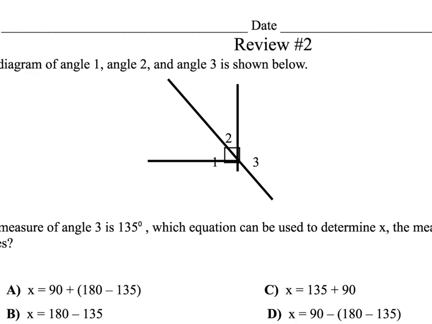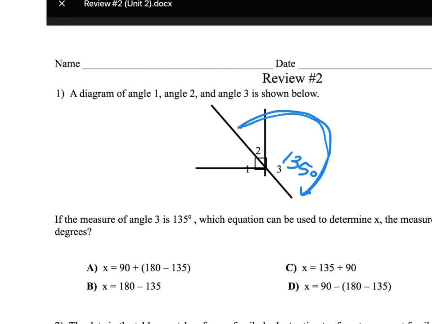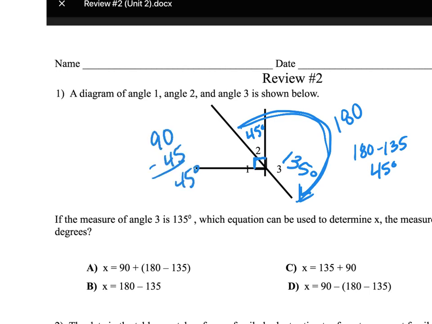So everybody go. You should have said 180 right here. So 180 minus 135 is 45 degrees. So this right here is 45 degrees. If this is 90, this is telling us this is a right angle. So 90 minus 45 is 45 degrees, which is answer choice D.